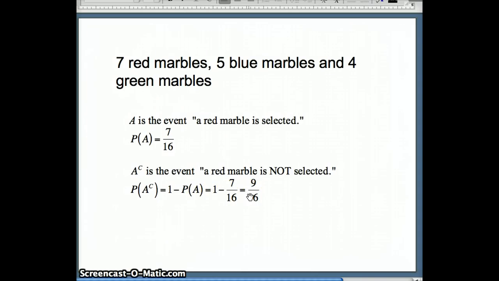But there's another way to look at this. Probability a red marble is not selected would mean it's either one of these guys, 5 blue marbles, or one of these guys, 4 green marbles. Putting those together, we get 9/16. So the probability of not getting a red, 1 minus the probability of getting a red, demonstrating the complement rule.